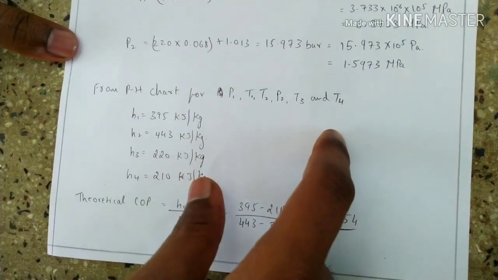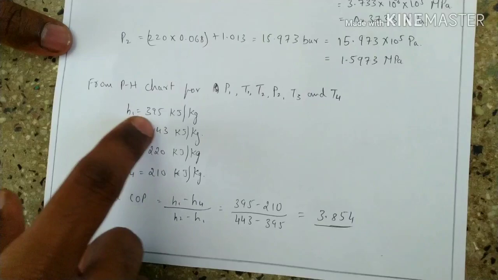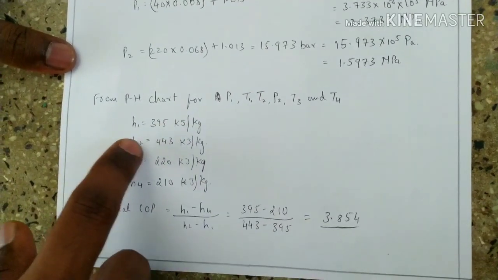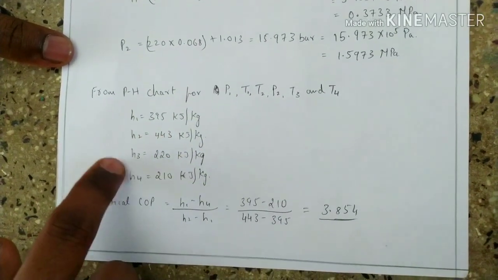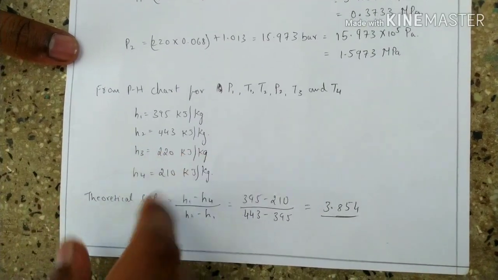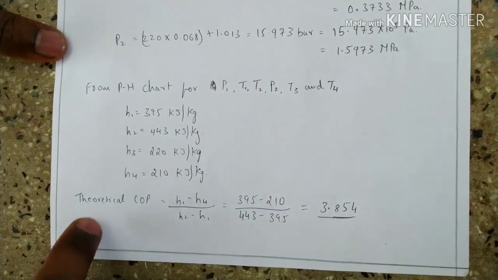Next, from the PH chart, for P1, T1, T2, P2, T3 and T4, when we plot these values in the PH graph, you will get H1 equal to 395 kilojoule per kg, H2 equal to 443 kilojoule per kg, H3 equal to 220 kilojoule per kg, H4 equal to 210 kilojoule per kg.